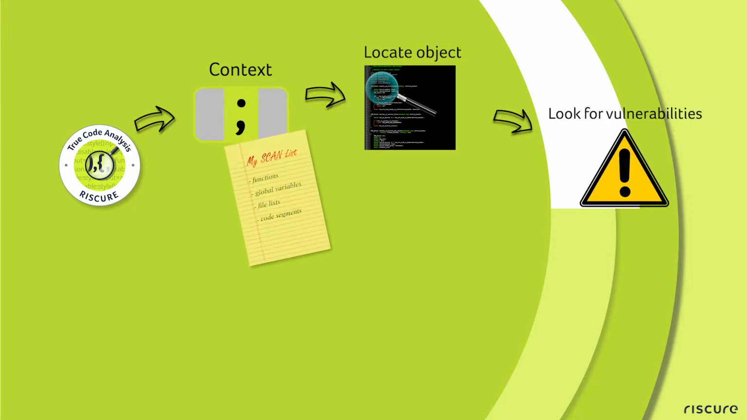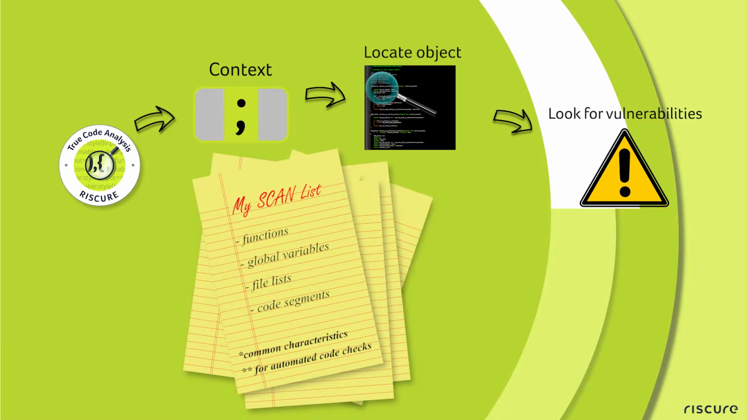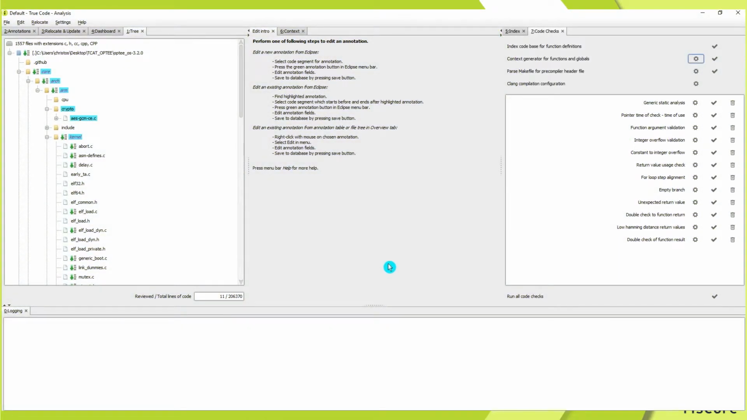Context is a list of functions, global variables, or file lists which share a certain characteristic, such as being a public interface function, which are then scanned during automated code checks. TrueCode allows the user to define as much context as needed, and then, after this definition, the user can choose to run a code check on one specific context, all defined context, or a subset. The context can be generated in two ways, automatically and manually.